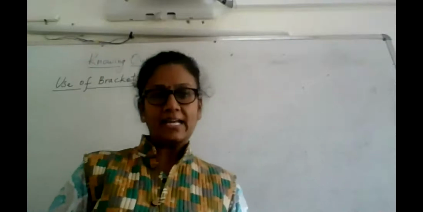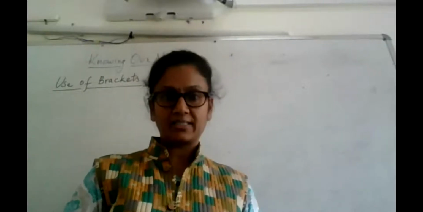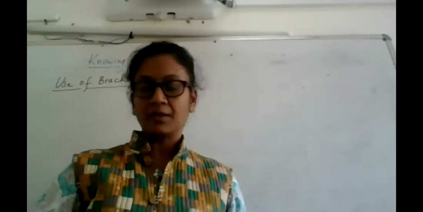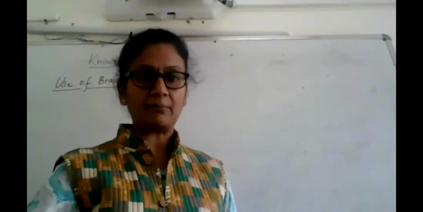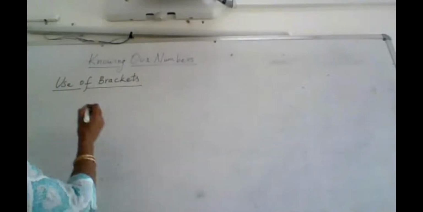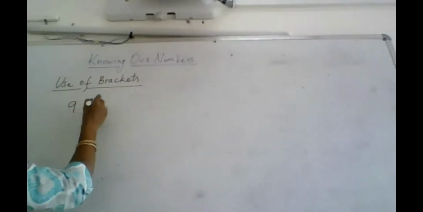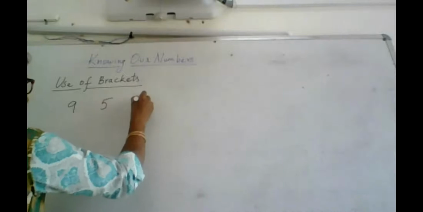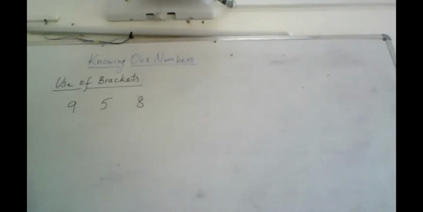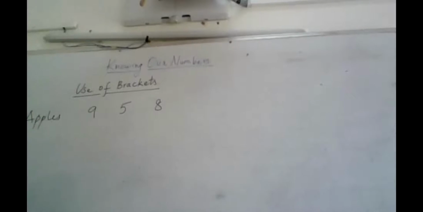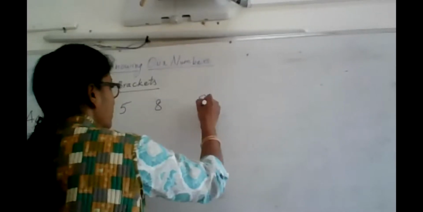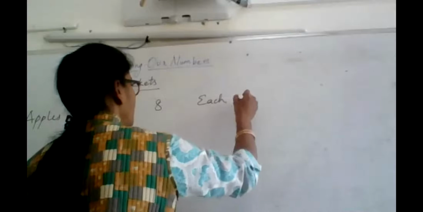So we will go back and see how the use of brackets is making our job easier. There was an example in that video of 3 girls going and buying apples. There were 3 girls who were buying the apples as 9, 5 and 8. These were the apples purchased by these three girls. And the father is asking what is the total amount that you have spent to buy these apples. So each apple is going to cost rupees 10.